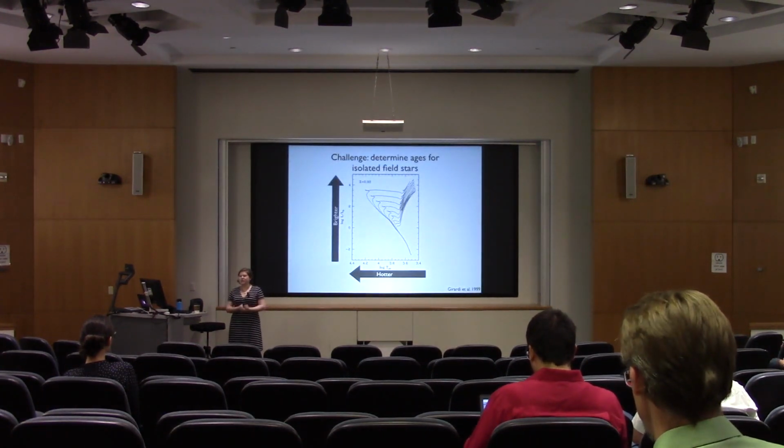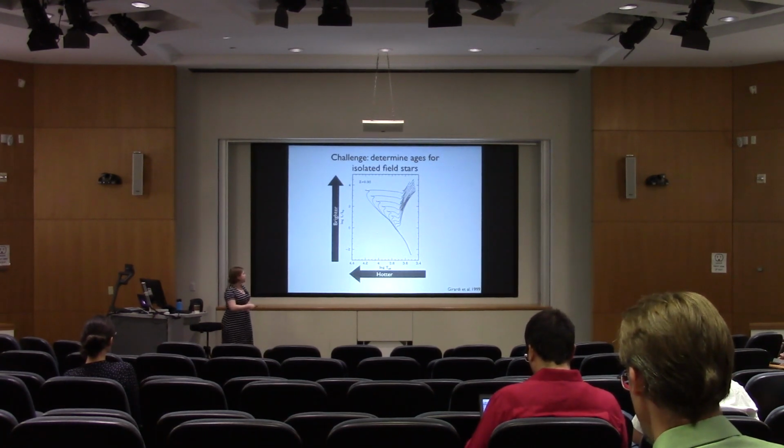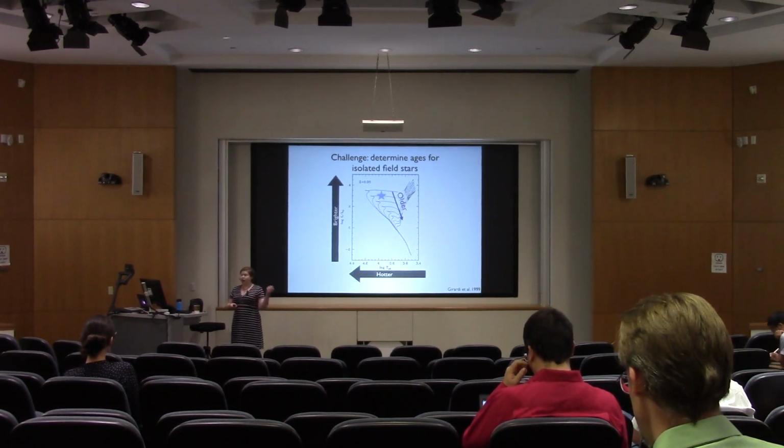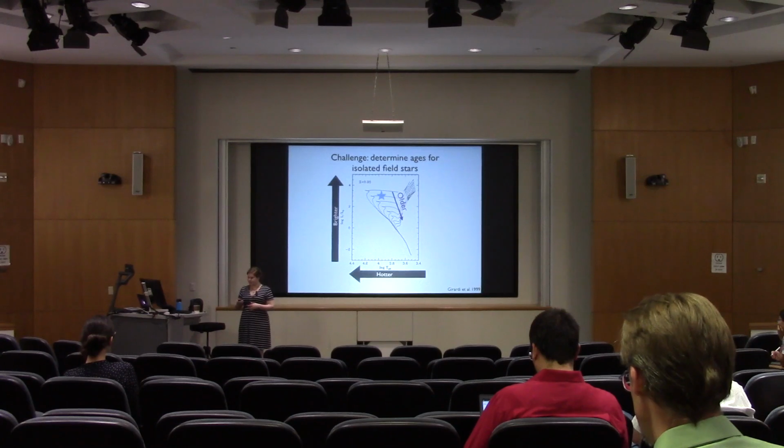So the challenge that we have here is how do we determine the age for an isolated field star if we find a potentially habitable planet around it? This is just standard isochrones. Each line corresponds to all stars of a variety of masses at the same age. Lower curves are older. A high mass star evolves fairly quickly, so if we can determine its temperature and its luminosity, which we can for most stars in the Gaia era, we can figure out its age with reasonable uncertainties.